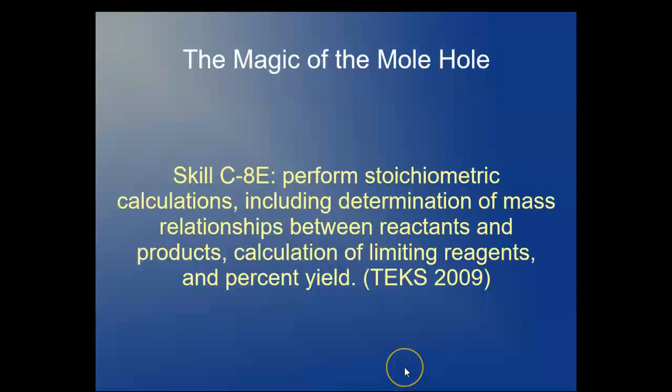This is a first-year chemistry lesson I like to call Magic of the Mole Hole. It impinges on the teaching of performing stoichiometric calculations, including determination of mass relationships between reactants and products, calculation of limiting reactants, and percent yield.